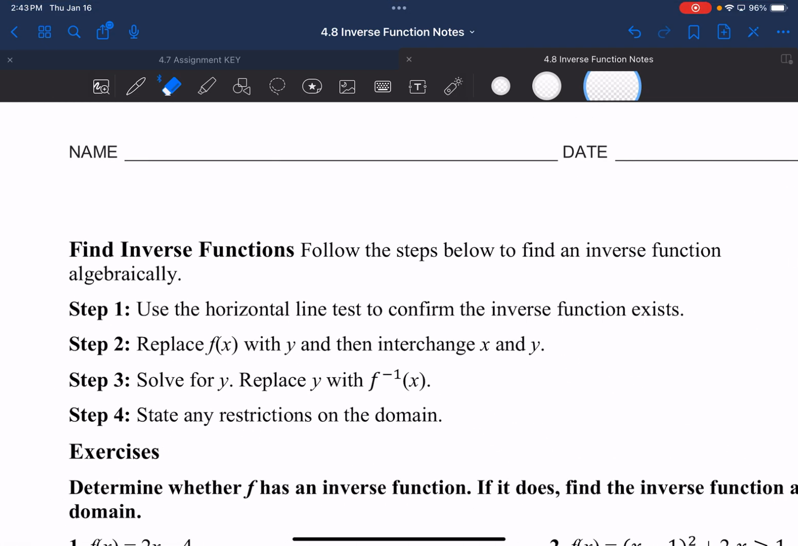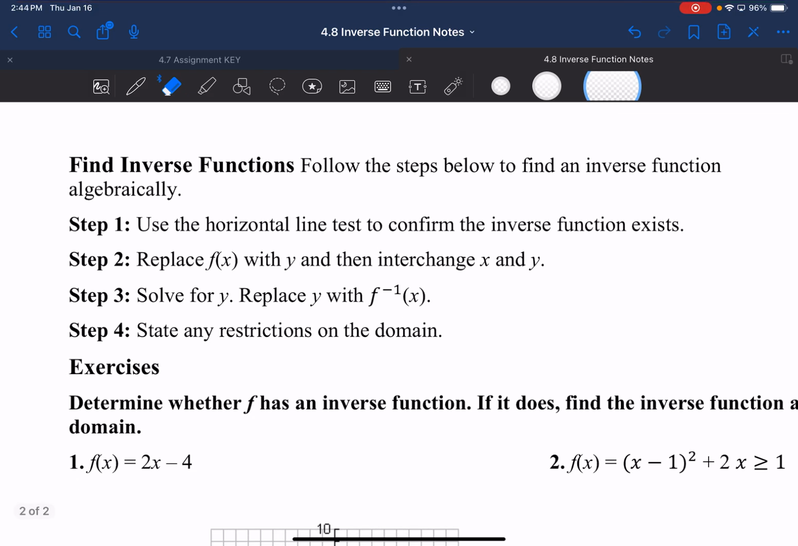So not only do we need to be able to determine if it has an inverse or not, they also want us to be able to then find the inverse function. So you also have done this before. They remind you of the steps right here. It says first thing you do is the horizontal line test, like what we just did: draw it, check. If you say yes, then find the inverse by doing this.